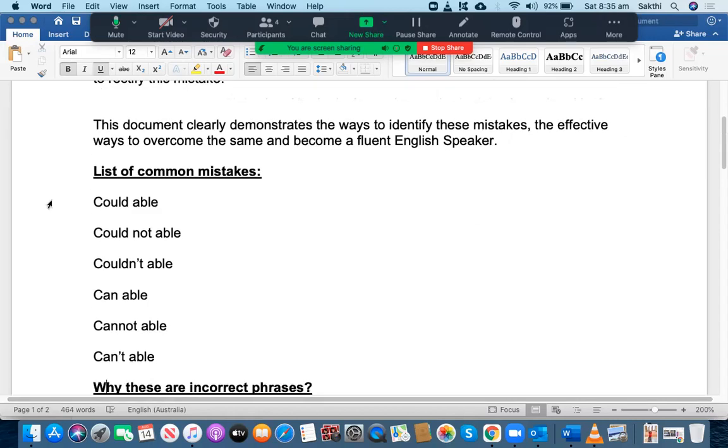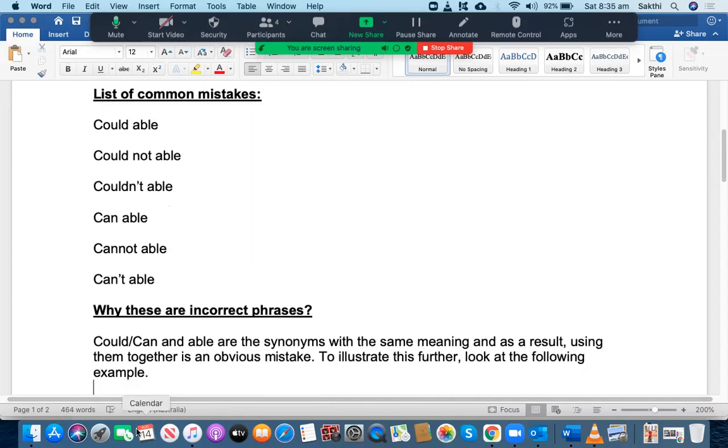People say "I could able to walk," "I couldn't able to walk," "I could not able," or "I can able to do," "I cannot able to do," and "I can't able to do." Those kinds of phrases are frequently committed silly mistakes by many students. I will tell you why they are mistakes and I will give you the ways to overcome them as well. Let's go through the reasons why these are mistakes.